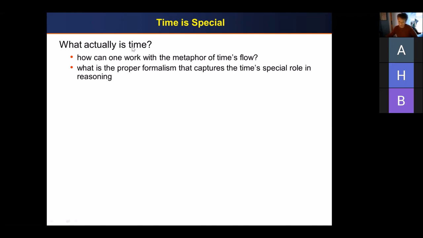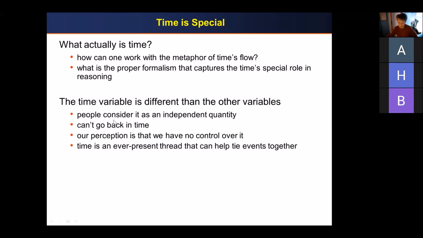That's why time is always this special dimension in visualization too. It's very different because you can't go back, and you don't have control over it. Once you say something, it can't be unsaid, especially if it's captured on video, like this lecture, for example. It's really something.